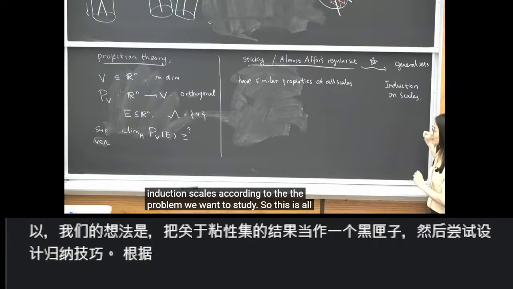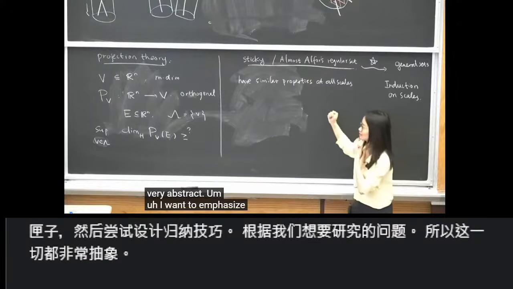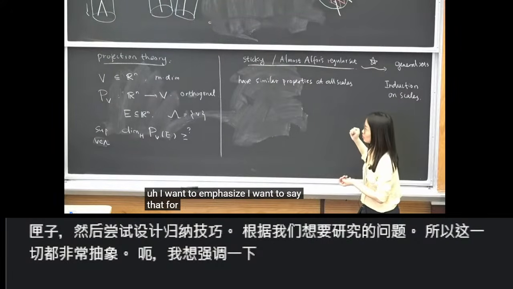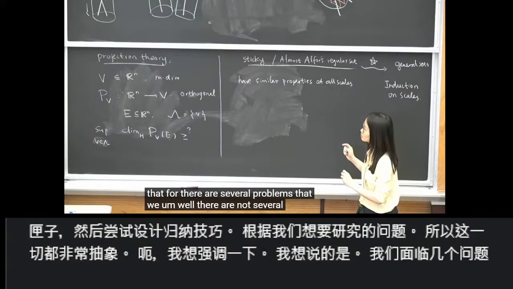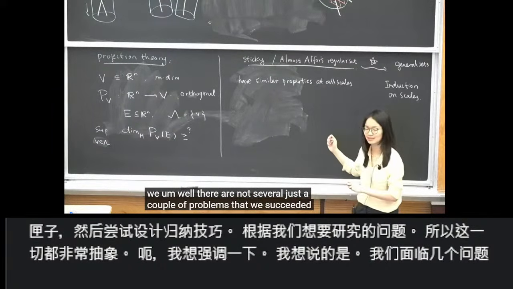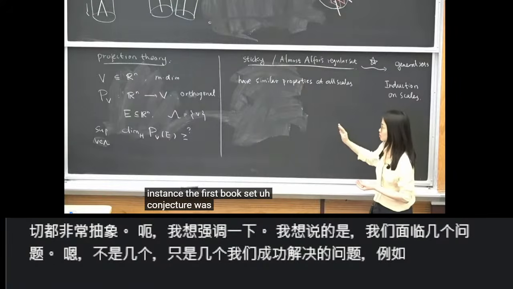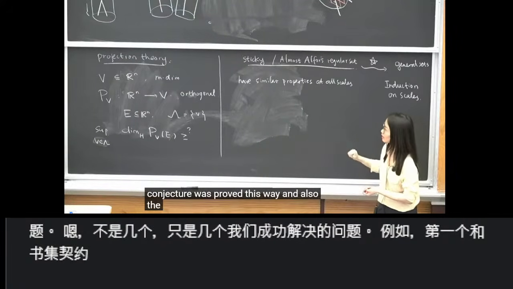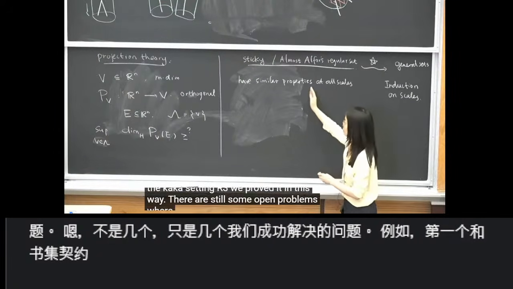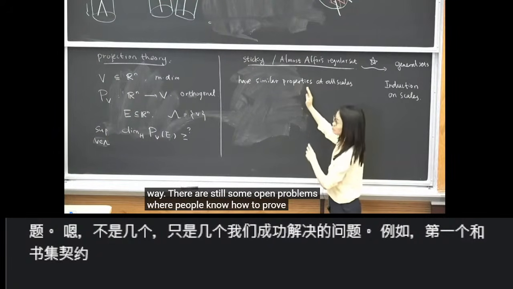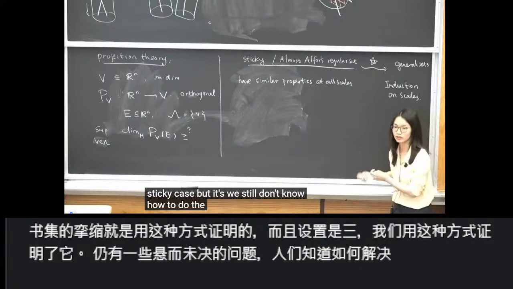So this is all very abstract, I want to emphasize. There are a couple of problems that we succeeded on. For instance, the Furstenberg set conjecture was proved this way, and also the Kakeya set in R3 we proved in this way. There are still some open problems where people know how to prove the sticky case, but we still don't know how to do the general case.